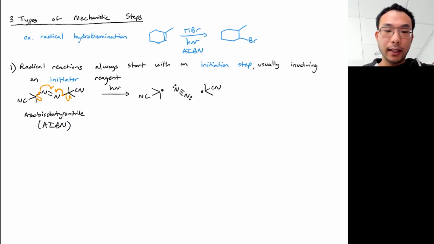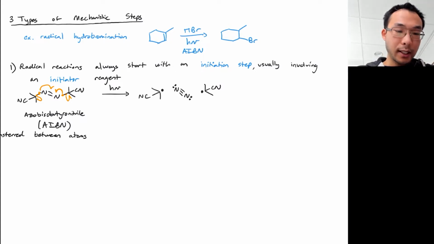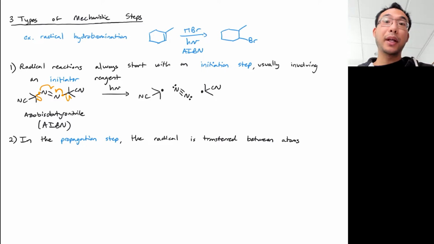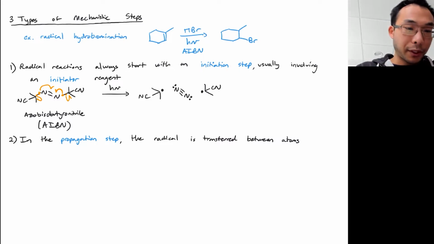Once that happens, then this initiator has initiated the radicals, and what we think of is the unpaired electron as kind of reacting onwards in the reaction. This would then take place in the next step, which is called the propagation step. In this case, the radical is basically transferred between atoms and between molecules. So let's look at how propagation takes place in radical hydrobromination.